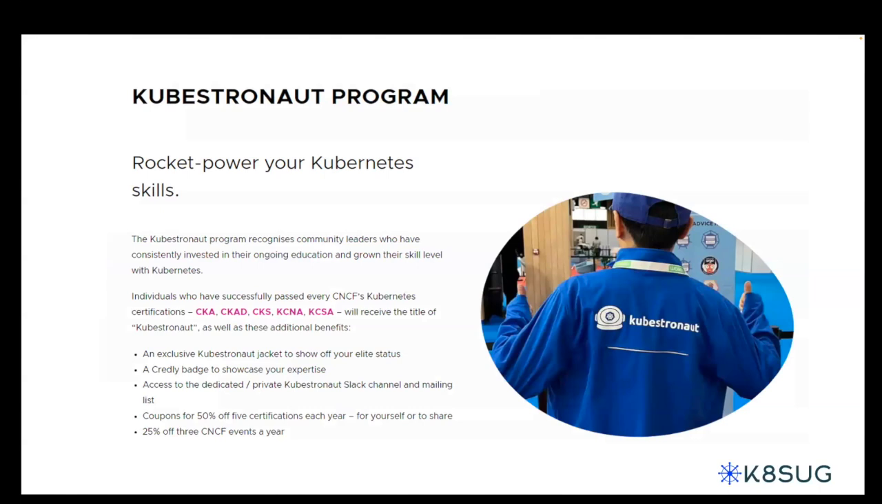There's a Kubestronaut program. This is a program where a person can be called a Kubestronaut once he completes all the certifications related to Kubernetes. There are 5 certificates: CKA, CKAD, CKS, KCNA, and KCSA. Once you are certified for all 5, you are considered a Kubestronaut and you get a blue jacket.